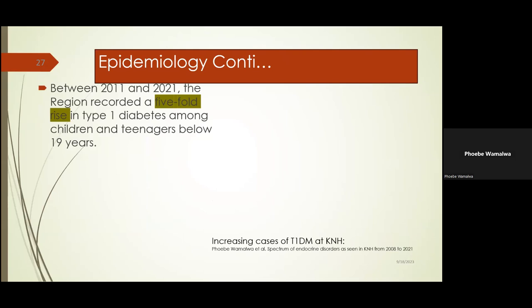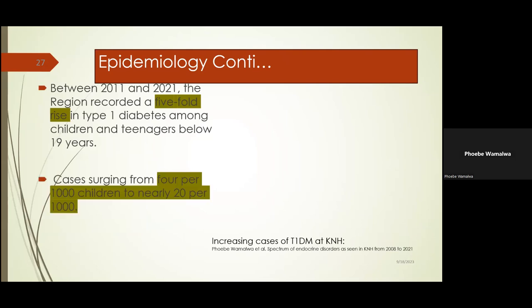So between 2011 and 2021, the region has recorded a fivefold rise in type 1 diabetes among children and teenagers below 19 years. And cases have surged from initially 4 per 1,000 children to nearly 20 per 1,000. And this is massive because if you're looking at the Kenyan population, youths are basically around 25 million of the general population.